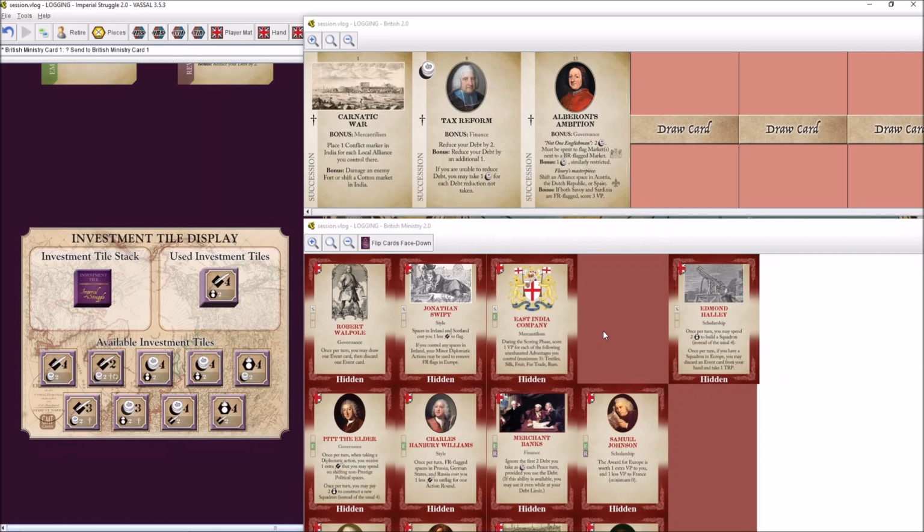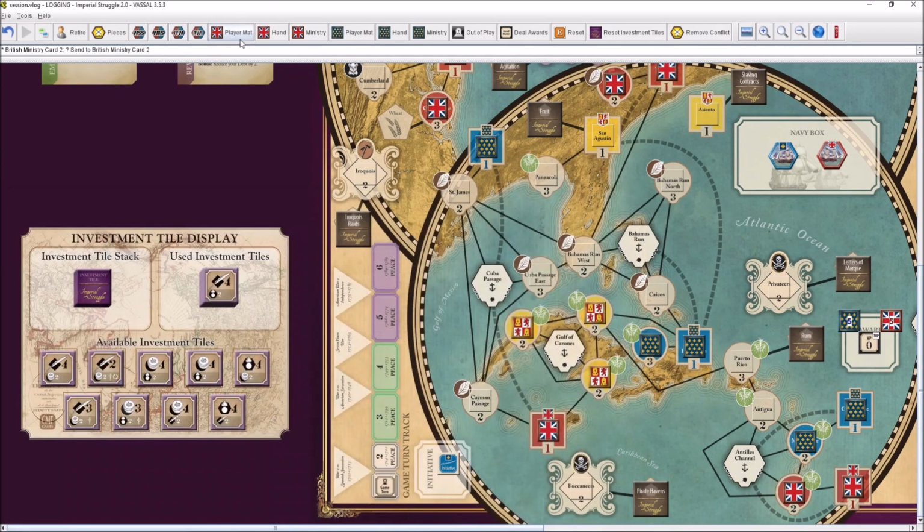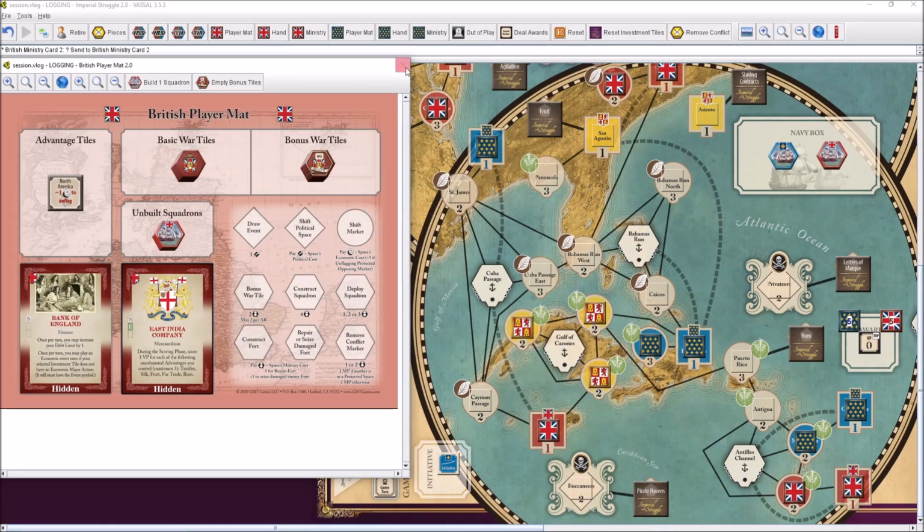So what shall we choose as a second card? Either governance or maybe mercantilism or maybe a third one. I will not be going too much now into the part of the strategy. I just want you to show how it can be done. So let's say that for the sake of this play, we'll choose mercantilism. I think it's much better ministry cards than governance and Robert Walpole. So send me to number 2. Let's close it. The British are ready to play.